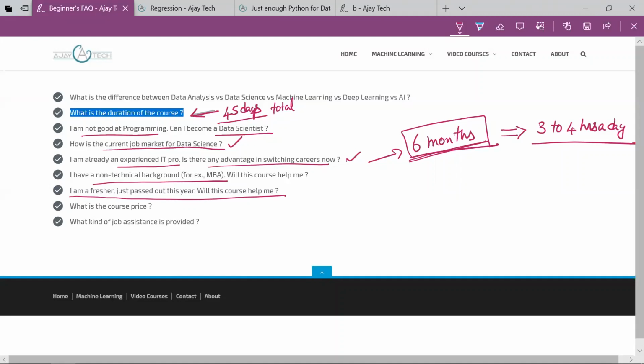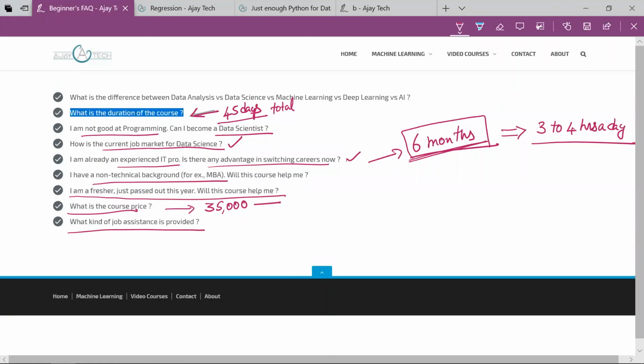What is the price of the course? Price of the course is 35,000. You can pay it in 2 installments. For the first 20 days, you can just pay the 1 installment, half of it, and then after that, you can pay the remaining amount. The next thing is what kind of job assistance is provided.